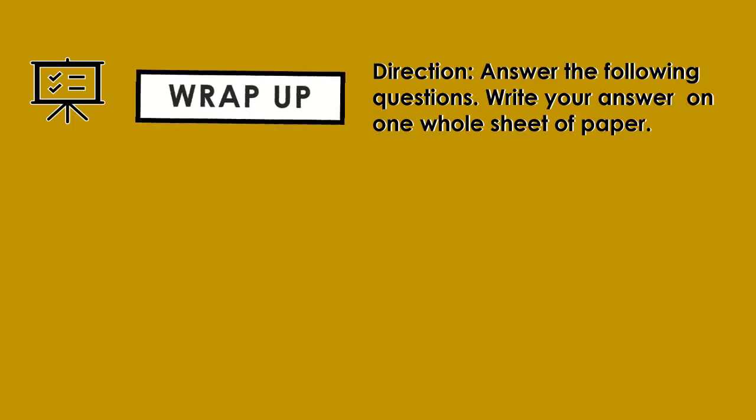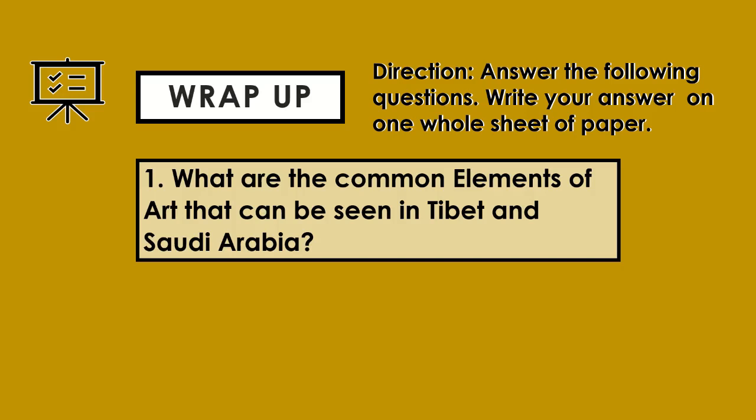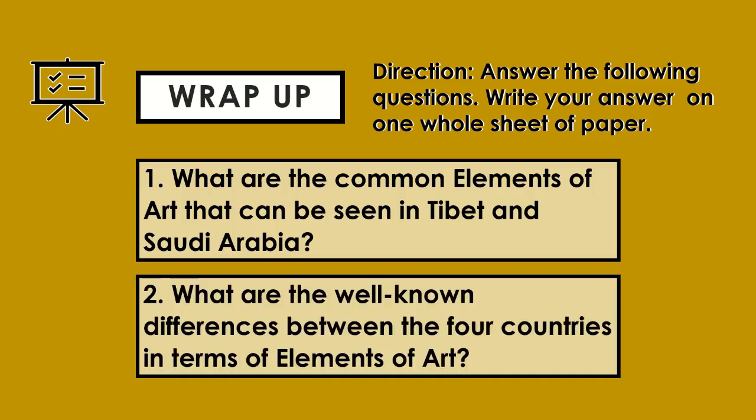Our next activity is wrap up. Direction: answer the following questions. Write your answer on one whole sheet of paper. Question number 1. What are the common elements of art that can be seen in Tibet and Saudi Arabia? And number 2, what are the well-known differences between the 4 countries in terms of elements of art? Please answer these questions at the end of the lesson.